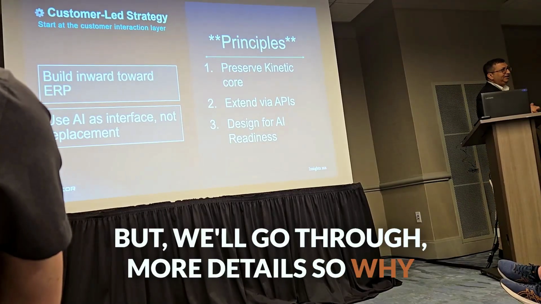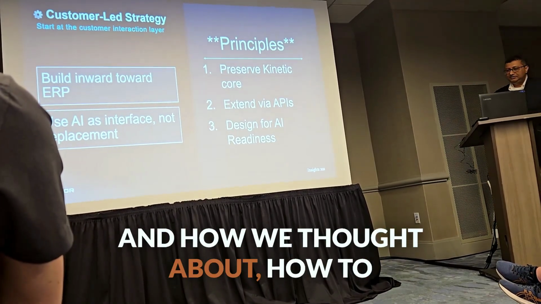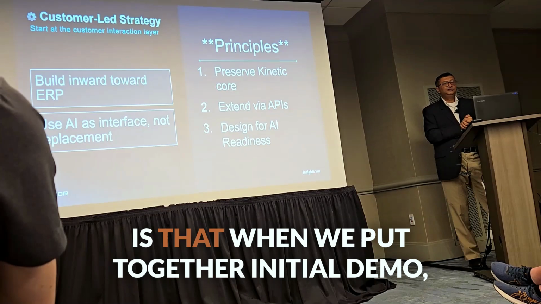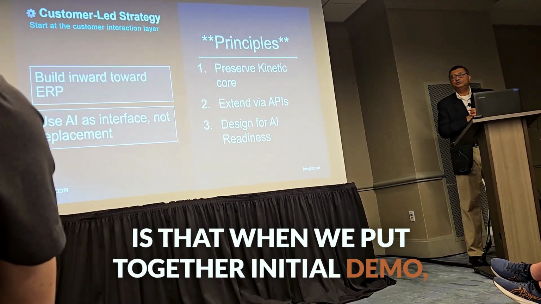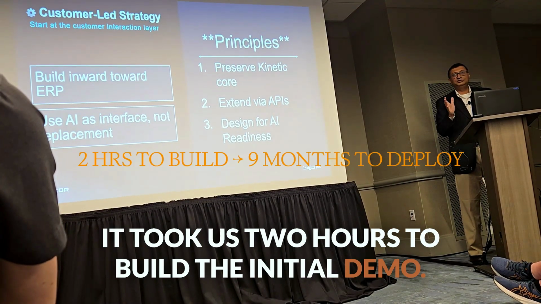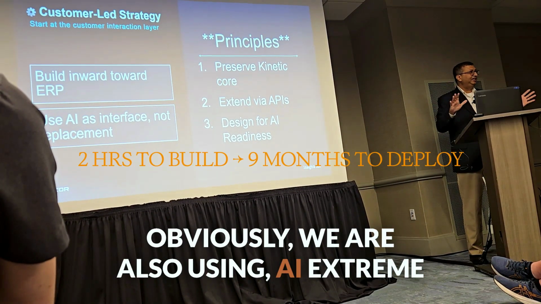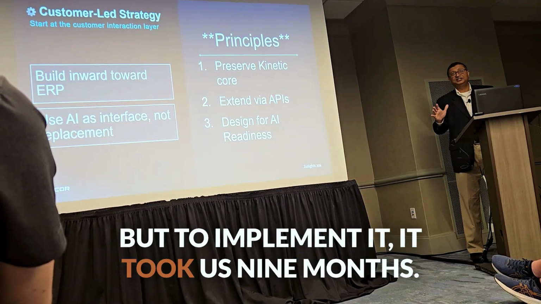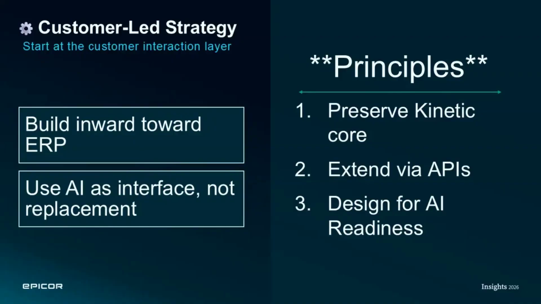Let's go through more details on why and how we thought about implementing this. One of the data points: when we put together the initial demo, it took us 2 hours to build. Obviously, we are also using AI extensively to build things. But to implement it, it took us 9 months. That's what it takes, because there are volumes of things you need to consider.